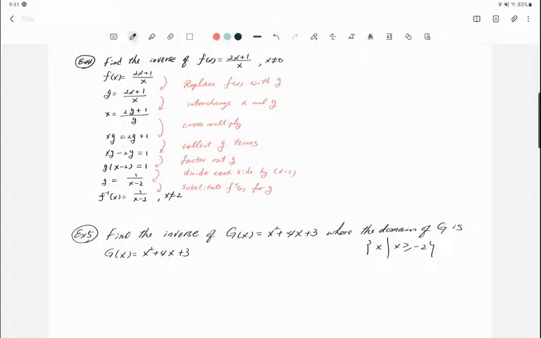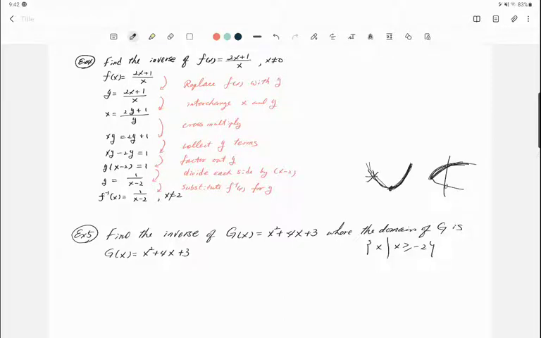Okay, next, let's find the inverse of this function. This is a quadratic function, right? And then the domain is given. Domain is not all real numbers. Domain x is greater than or equal to negative 2. So actually the graph of this is a quadratic. So it's a parabola, right? So the inverse looks like this. So the inverse is not a function because there are two intercepts, right? So since x is greater than or equal to negative 2, it's got to be half the graph. So only this one. Can you see it?